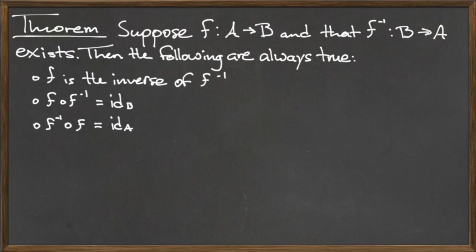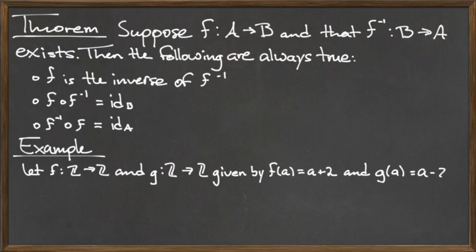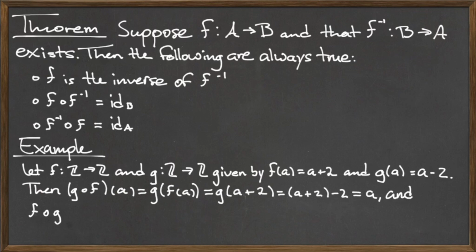Number 1, f is the inverse of f inverse. Essentially, this means that f and f inverse are inverses of each other in any direction. Number 2, f composed with f inverse is the identity function with respect to the set B. Number 3, f inverse composed with f is the identity function with respect to the set A. To illustrate the properties of this theorem, consider the following example.